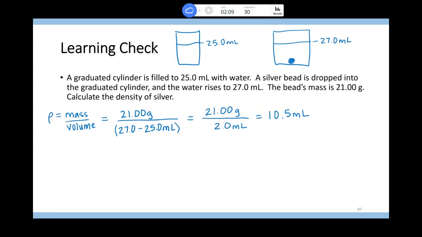grams per milliliter. And then we have to think about sig figs. What's our sig figs here? Why is it 2? There's 2 sig figs in the denominator. All right. So then we have 11 as the final answer. And that's it for chapter 1.